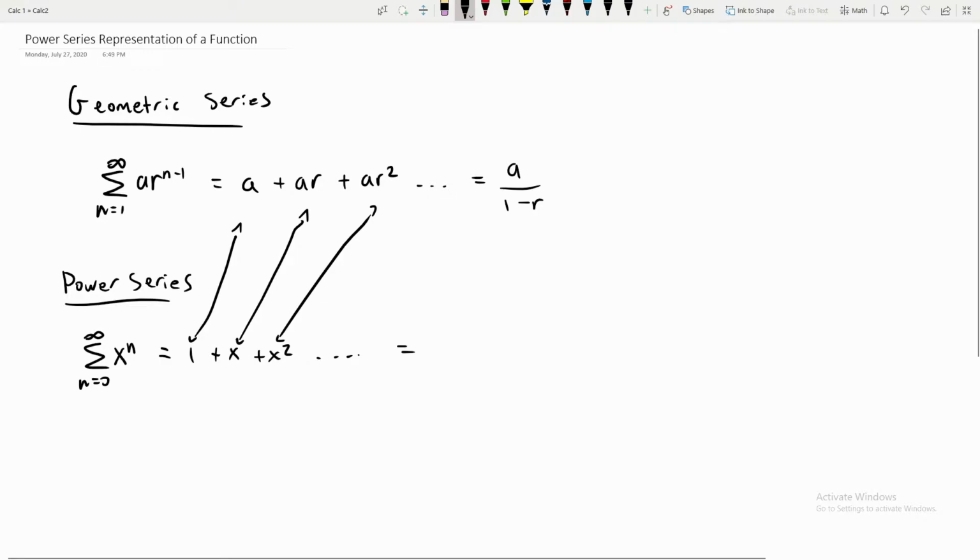This series, the power series, has an a value of 1. The rate is equal to x, right? So it would be fair to say that the sum is going to equal pretty much the same thing. It's going to equal 1 over 1 minus x. So we have now derived a sum for this power series. And basically, we're going to be using this as a basis for representing functions in power series form. This is going to help us convert functions to a power series.